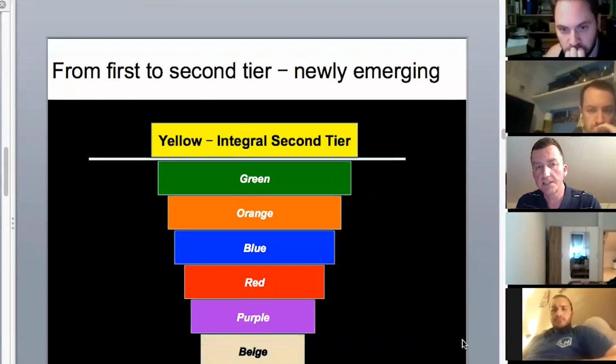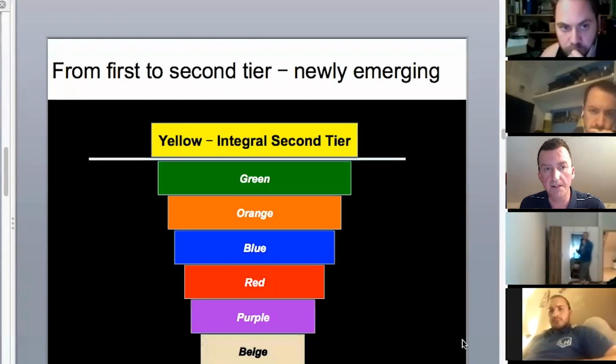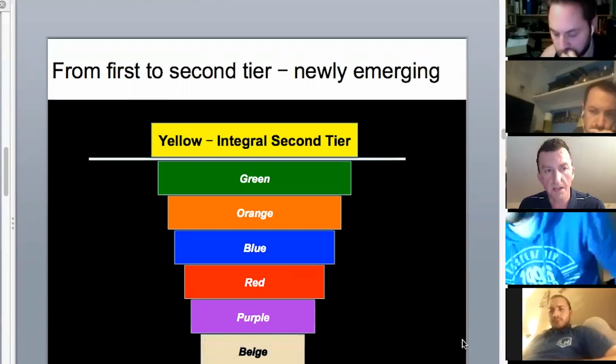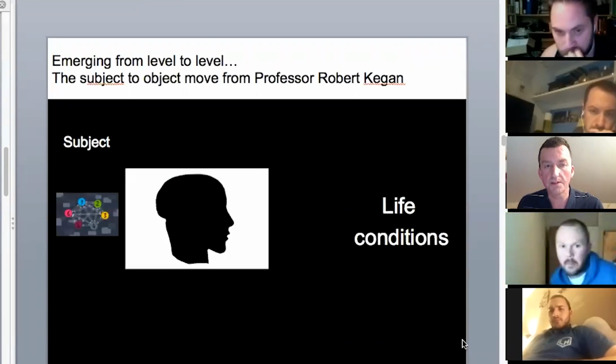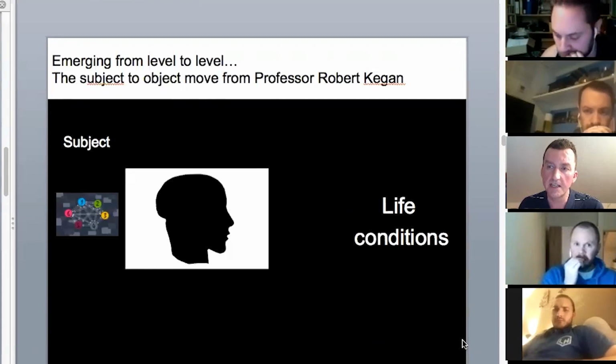So that brings us up to the end of green, and we can see that there's a new level emerging at the moment in small numbers, which is called yellow, second tier or integral, and it builds on the emerging building blocks of first tier systems. First tier systems have a characteristic in terms of their movement from one system to the next. So people started to research, how does this transformation take place in adults?